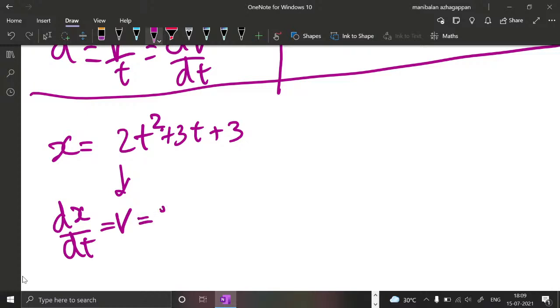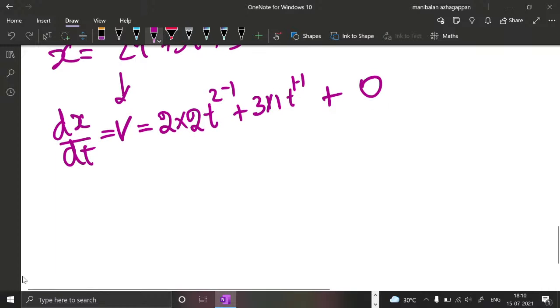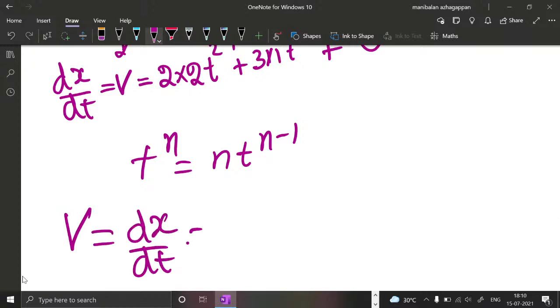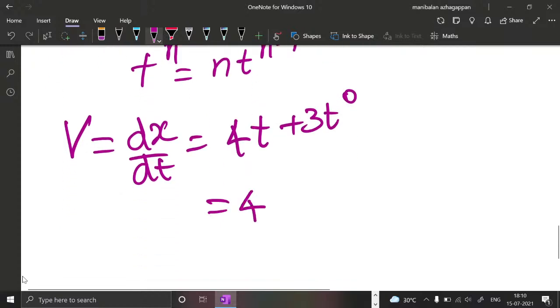That's going to be 2 into 2t power 2 minus 1, plus 3 into 1 t power 1 minus 1, plus the constant, whose differentiation will be 0. Differentiating t power n gives n t power n minus 1; you have to follow this formula. Once I differentiate the displacement, I get the velocity. So dx by dt I can get 4t plus 3t power 0. 3t power 0 we can take as 1 also. So velocity is 4t plus 3.